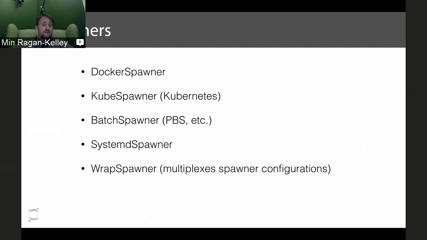And some example spawners that we have: there's the Docker spawner, Kubi spawner, batch spawner for batch systems, systemd spawner, and then a wrap spawner that is kind of a multiplexing spawner that lets users choose which of a number of spawner configurations they want to use.